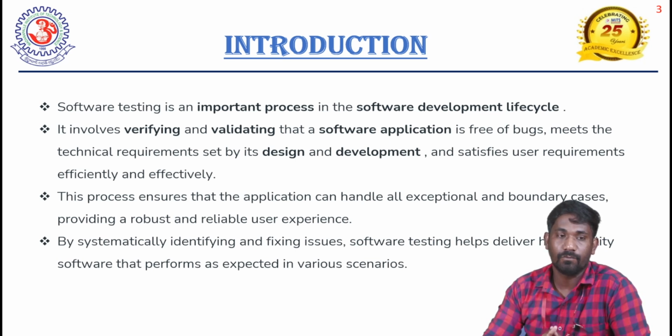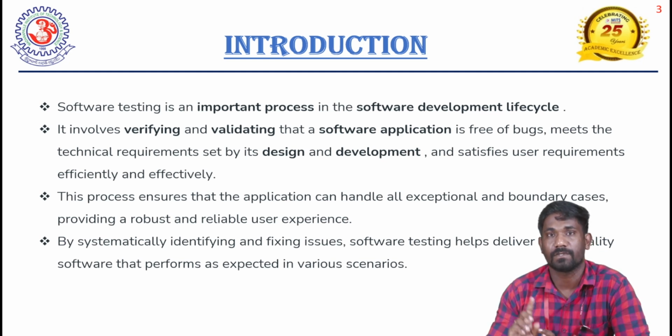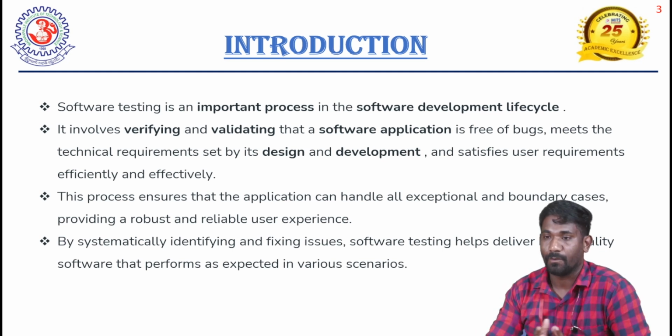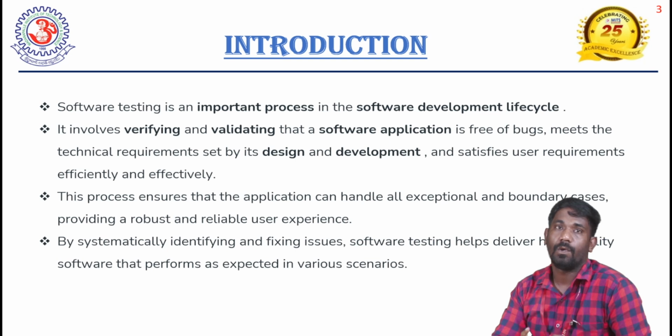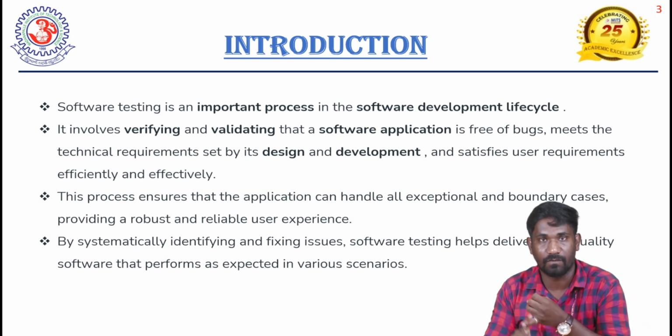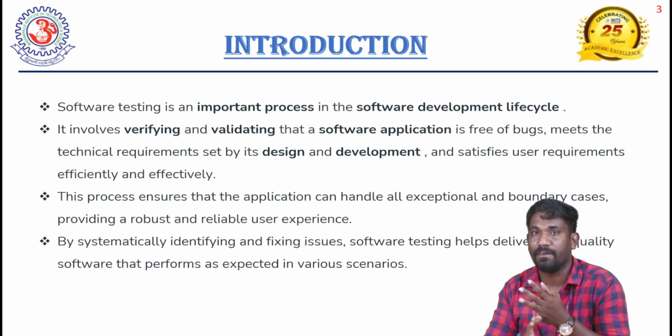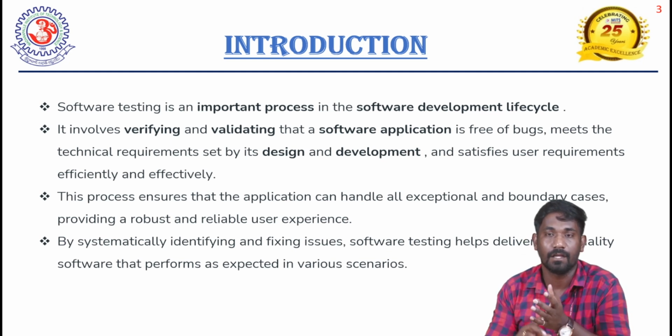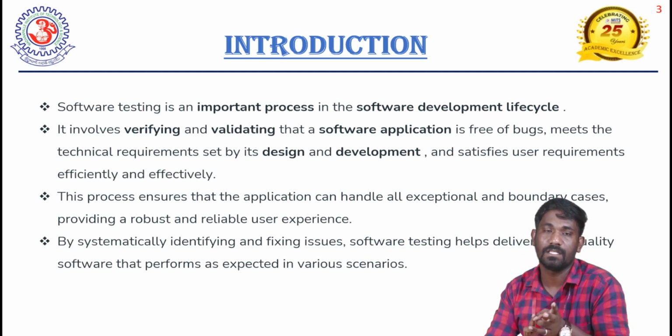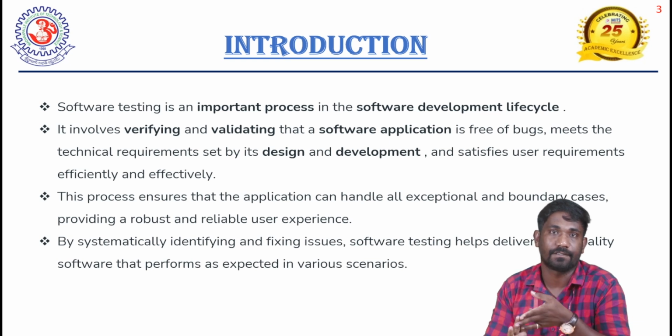In this way, it is mainly about verifying the product and validating the product. These are the two main things in software testing. Whenever we go for any type of testing, we are going to check only these two things. Verifying means checking whether your product is correct, and validating means checking whether we are building the right product. These are the main two things we concentrate on in software testing.